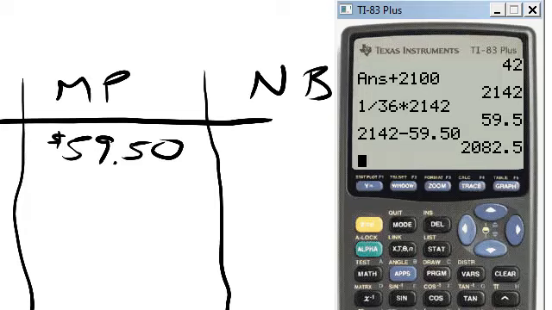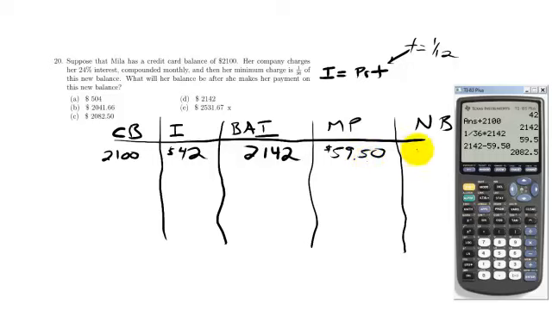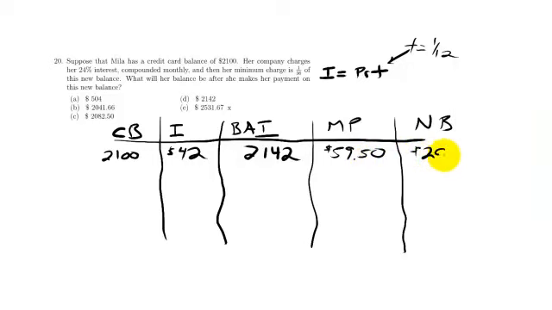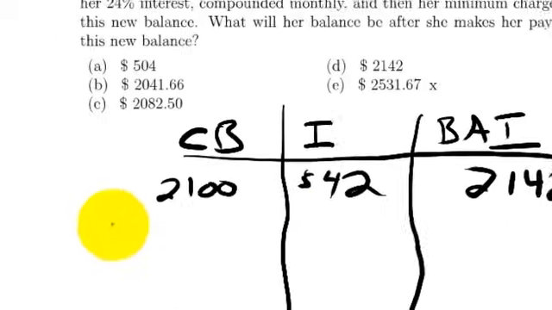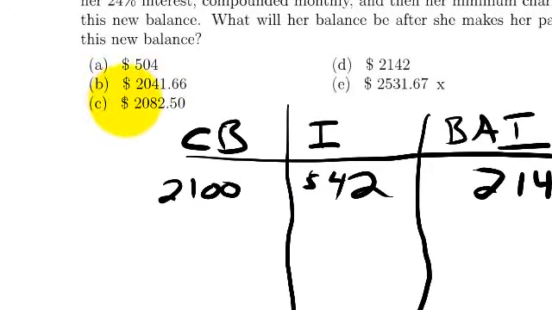And we get $2,082.50. So $2,082.50. And if I look up here, it looks like C. So the answer is C. Alright, if you have any questions, please ask them in class. We are now officially done with this practice exam.